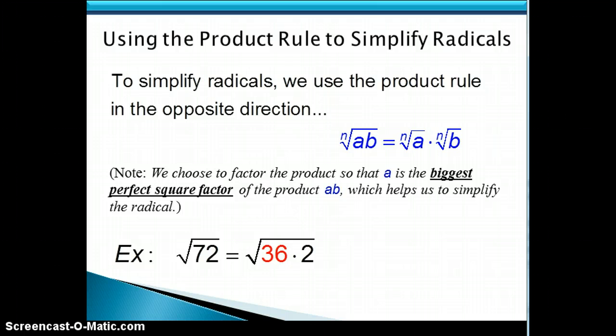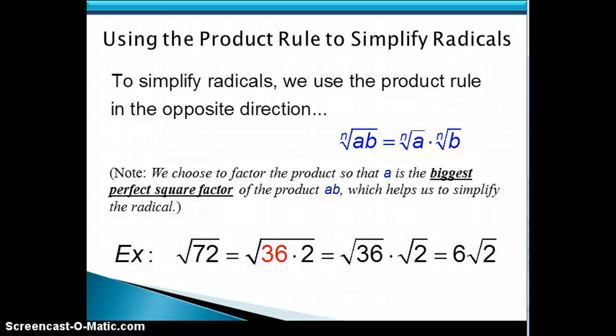So that's what we're going to choose to use to factor 72 into two factors, and then we split that apart using the product rule. So we'd want to take the square root of 36 separately, the square root of 2 separately, and then those results are multiplied together. The square root of 36 is equal to 6, so we replace the square root of 36 with the number 6, and then we also drop the multiplication symbol, because if we have a number right next to a radical, it's understood to be multiplication between them.